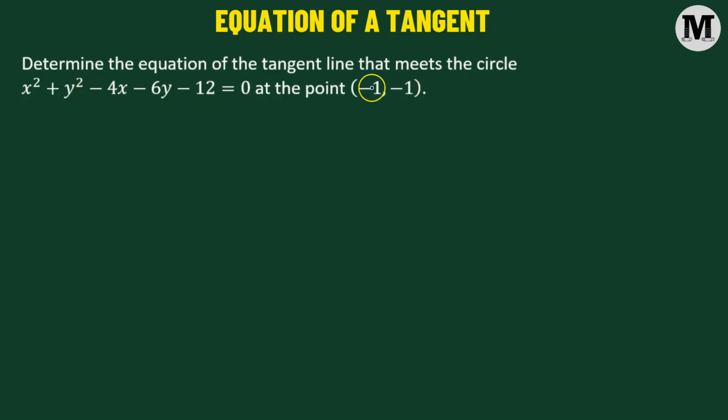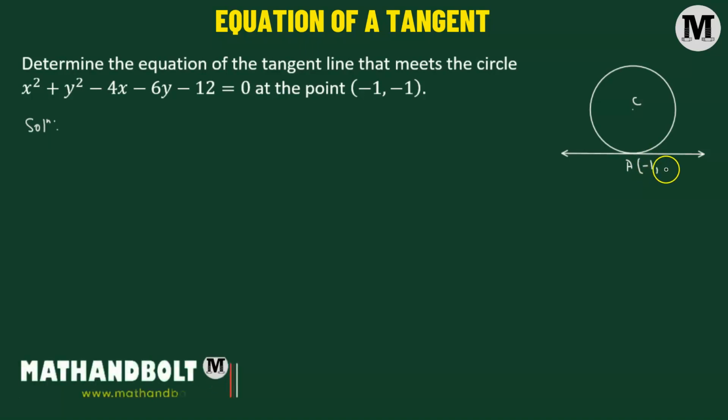Determine the equation of the tangent line that meets the circle at the point -1, -1. Let us begin. So here we have a circle. Let's say it is centered at C. And we have a line which is tangent to the circle at point A. And the coordinates of point A are given as -1, -1. Our goal will be to determine the equation of the tangent line.